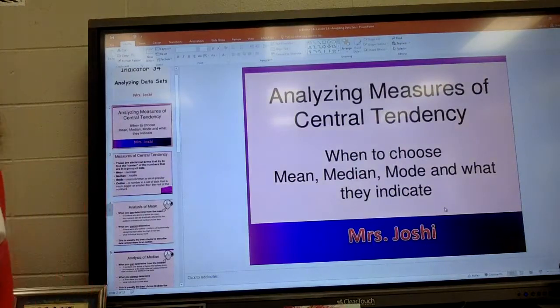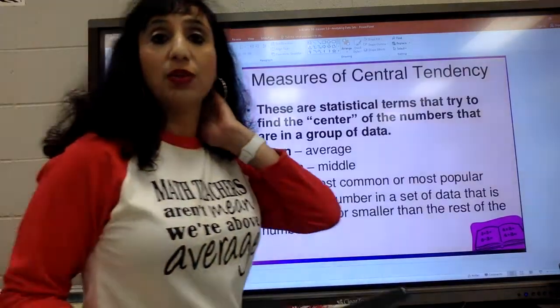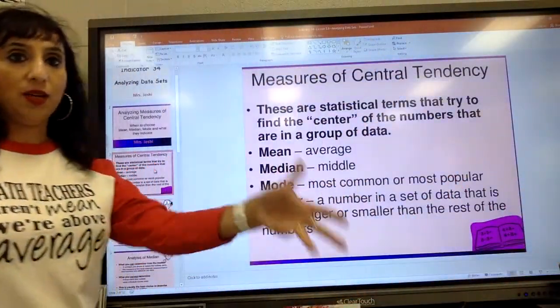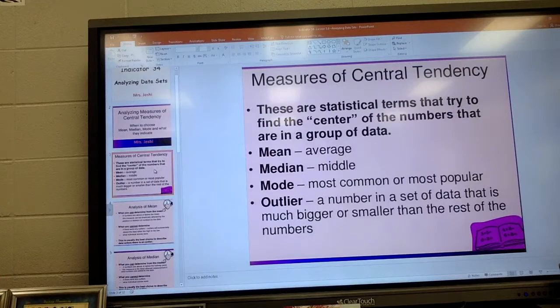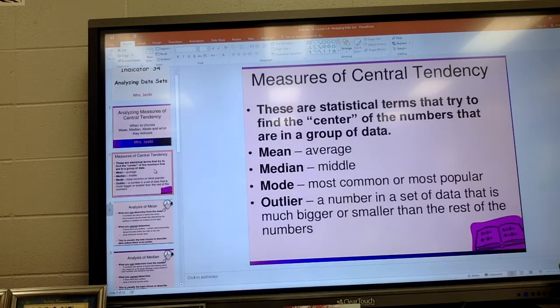Okay, so we are going to analyze measures of central tendency here. Let me go ahead and grab my keyboard while I walk you through this. So we know that measures of central tendency are mean, median, mode, and these basically refer to the center of anything. All right, center of a data set. So mean is the average, median is the middle, and mode is the most common, and outlier is a number which is much bigger or smaller than the rest of the numbers. Okay, so this is just a review.